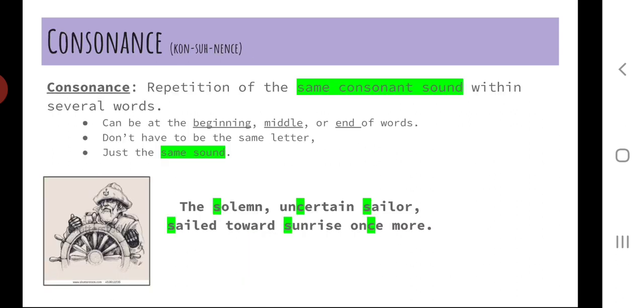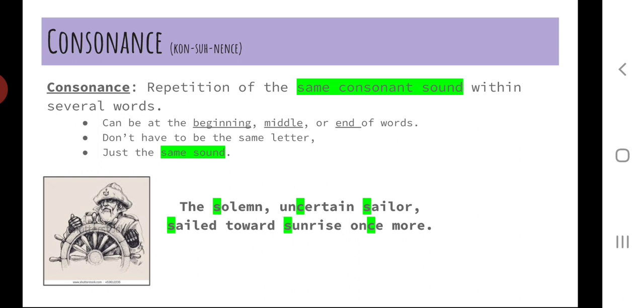And consonance is in the alliteration category, but this is a repetition of the same consonant sound. So remember, our vowels are A, E, I, O, U. Our consonants are everything else in the alphabet. So a repetition of the same consonant sound within several words. And just know for consonants, the repeated sound can be at the beginning, middle, or end of words. They still don't have to be the same letter.